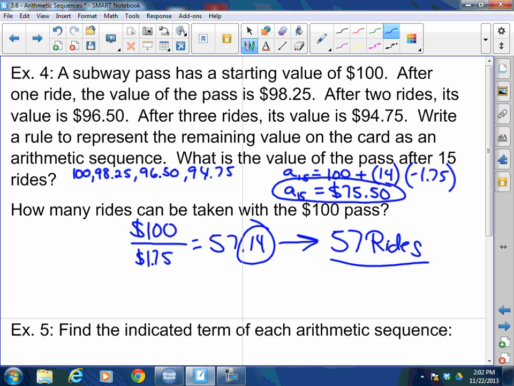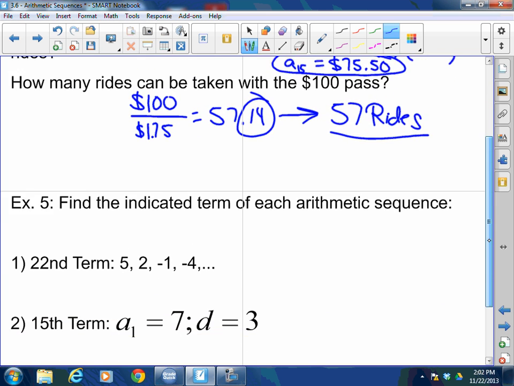This is everyday math, my friends. It wouldn't be 60 though, because you wouldn't have enough. You wouldn't have enough for 60. You have enough for 57.14. Good estimate, but yeah, the exact's 57.